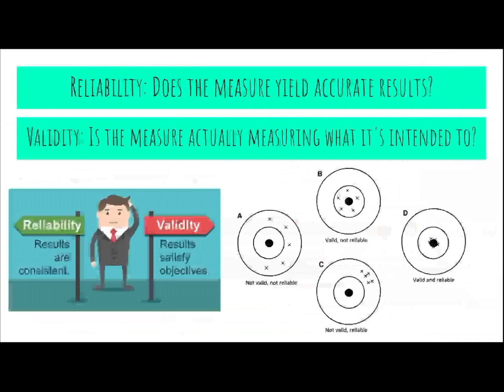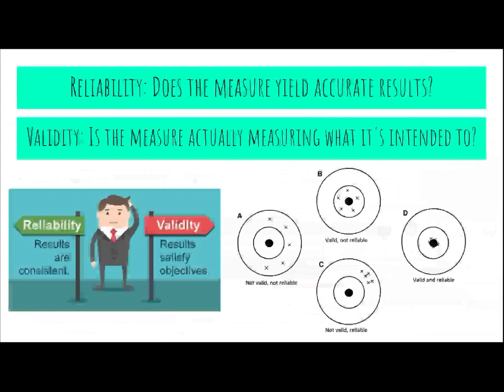In the first target, A, we can see the shots are not valid or reliable because they didn't hit the bullseye like we wanted them to, nor did they hit the same spot every time. In target B, we see that they did hit the bullseye, or the center circle, but it didn't hit the exact same spot every time. So they were valid shots. It hit where we wanted it to hit, but they were not reliable shots. They weren't the same every time.